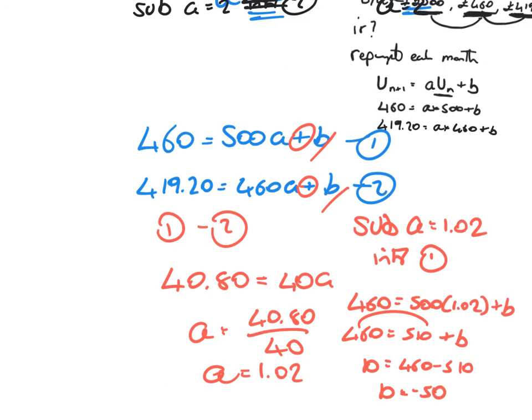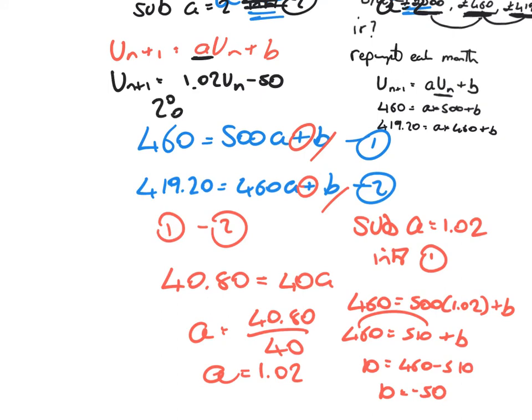Okay, so the recurrence relation u_(n+1) = a·u_n + b can now be written as u_(n+1) = 1.02u_n − 50. So we can see then that the growth of the interest is from 100% to 102%, so that's a 2% interest charge. And the repayment, which is coming off, given by the minus, is equal to £50.